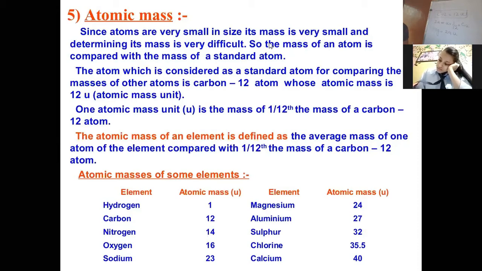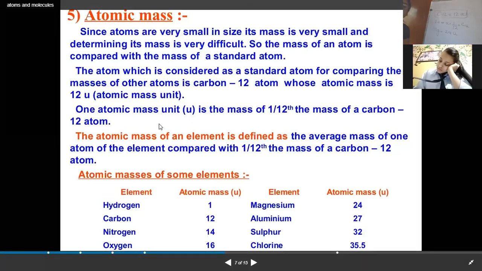So what is atomic mass unit? It is 1 by 12th of the mass of an atom of C12.